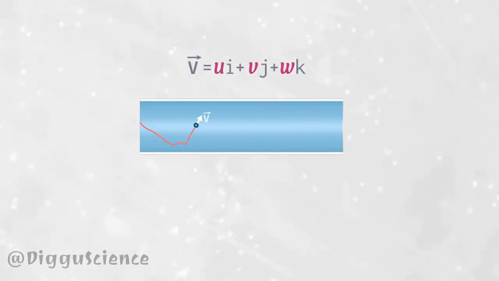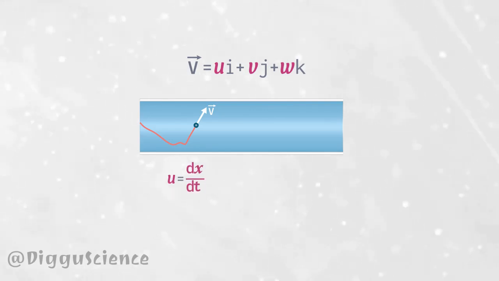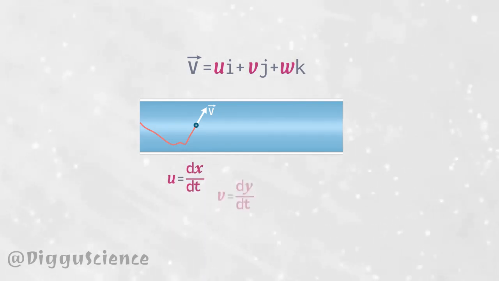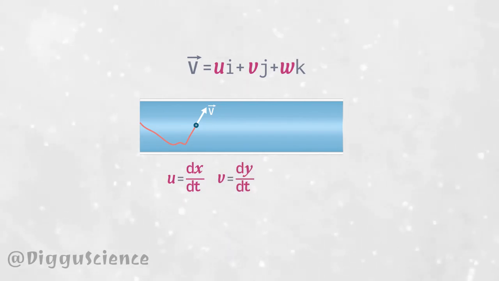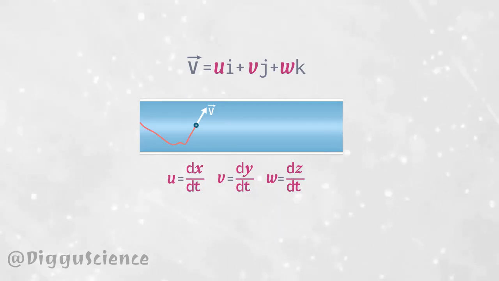Assume the velocity of the particle is a vector v equal to ui plus vj plus wk. Well, the velocity component on the x-axis, u, is dx/dt. In the same way, v is dy/dt, and w is dz/dt. Knowing the values of u, v, and w, we can calculate x, y, and z, which are none other than the position of the fluid particle at a certain time.